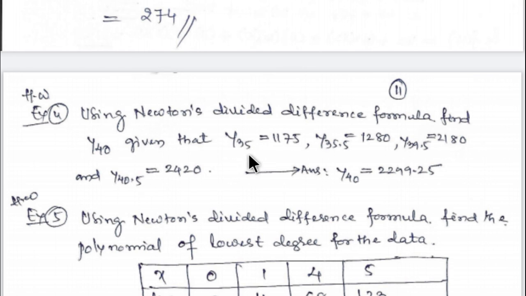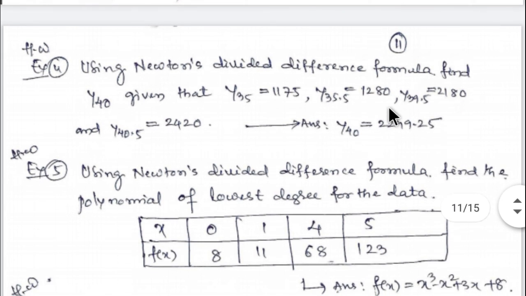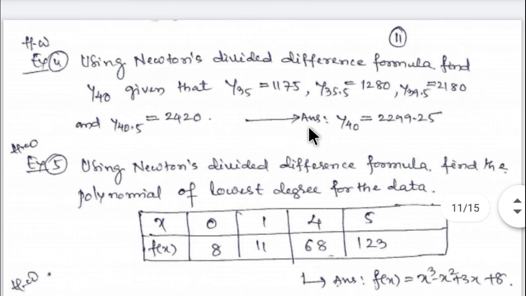Okay, you can construct the table: above the x values, 35, 35.5, 39.5, 40.5, and below you can write the y values, 1175, 1280, 2180 at x equal to 39.5, and 2420. These are the arguments and entries. Taking this, you can find out y40 using the above divided difference formula. Okay, the answer I have given, you can refer to this.